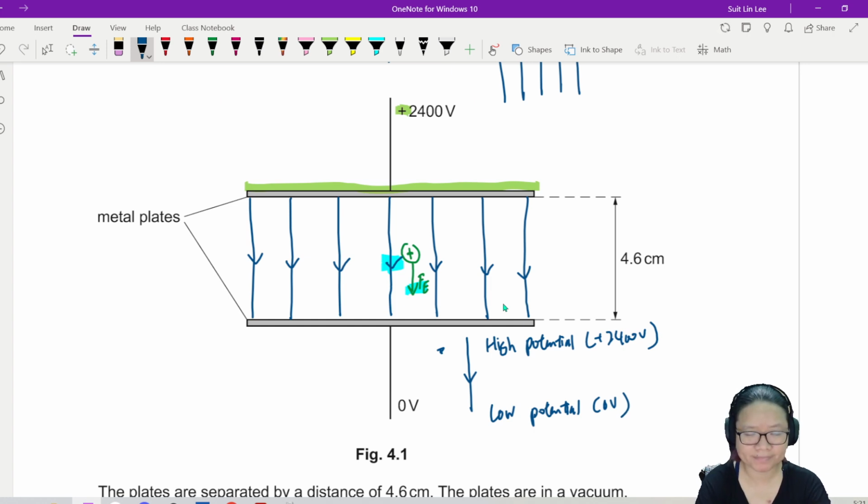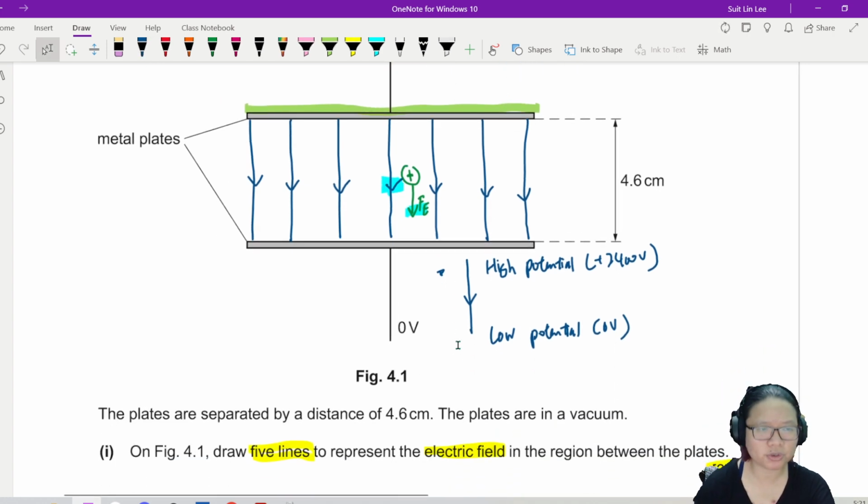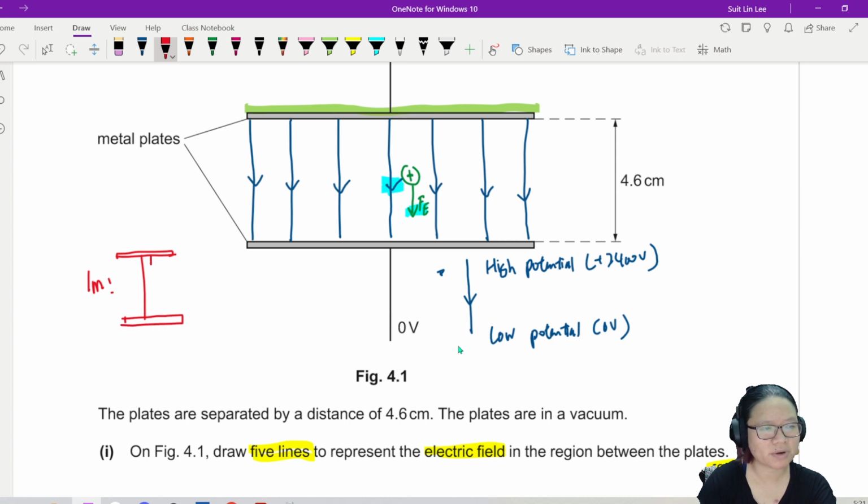Okay, all right, we're done. How do we get 3 marks? Well, 1 mark is when you have lines that are perpendicular to the plate. So we're talking about the shape of the lines. Direction, don't care.